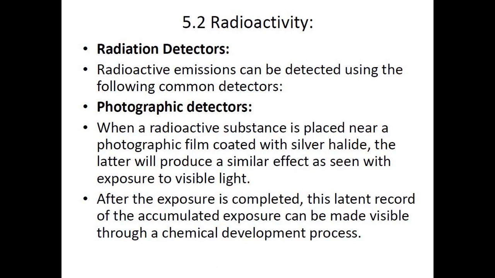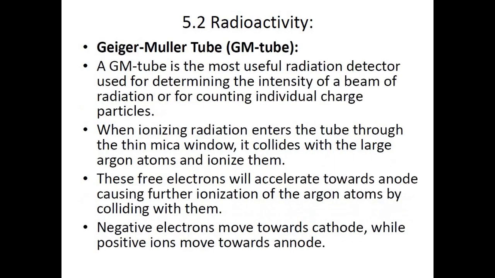Okay. The next type of detector that we can use is known as the Geiger-Muller tube, or GM tube in short. Now, the GM tube is the most useful and most common type of radiation detector, which is used for determining the intensity of a beam of radiation, or for counting individual charged particles, like how many times a charged particle was detected by the GM tube.